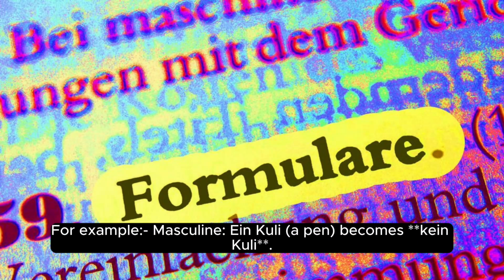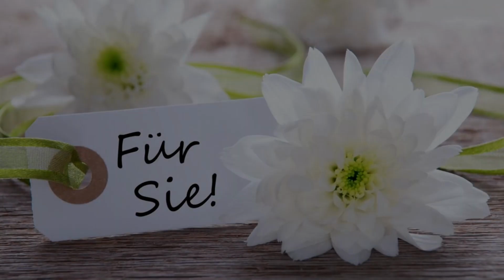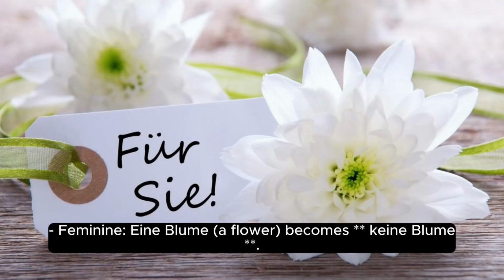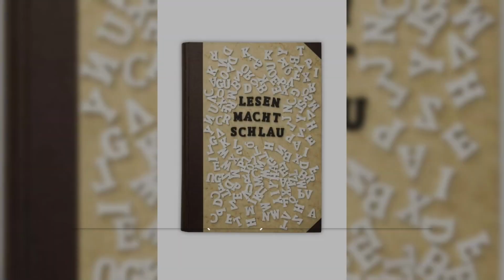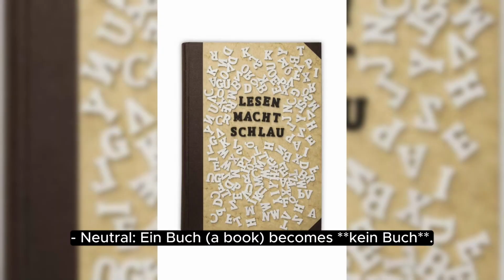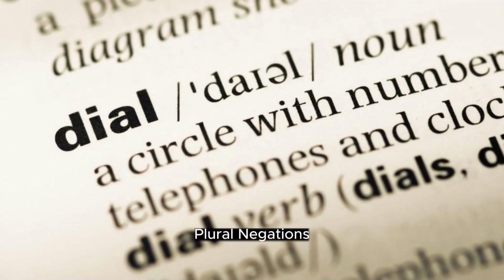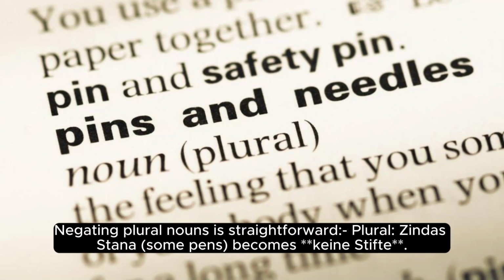For example, masculine, ein Kuli, a pen, becomes kein Kuli. Feminine, eine Blume, a flower, becomes keine Blume. Neutral, ein Buch, a book, becomes kein Buch. Plural negations. Negating plural nouns is straightforward. Plural, Stifte, some pens, becomes keine Stifte.